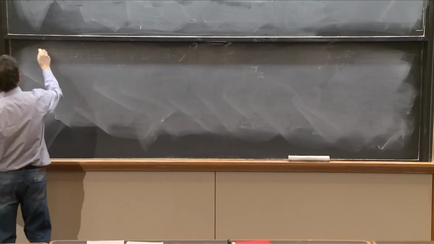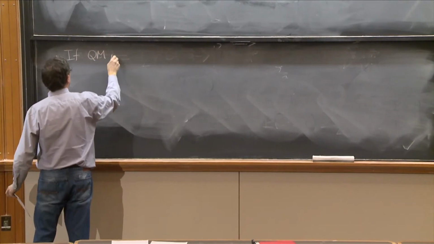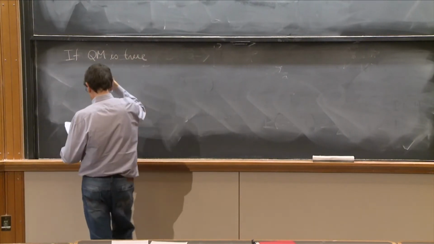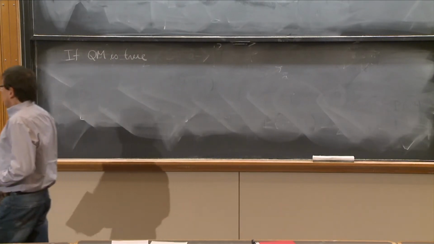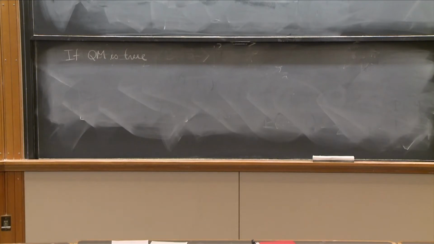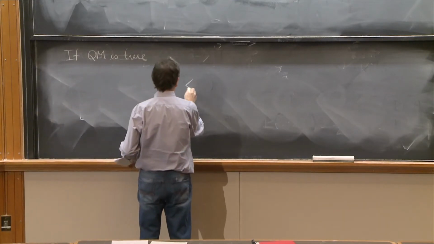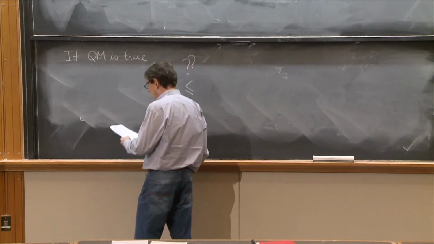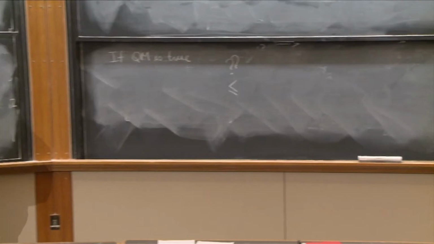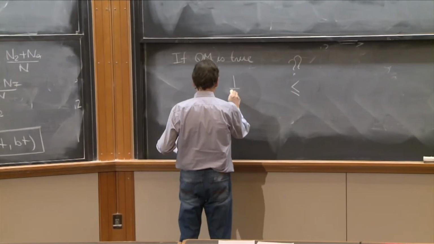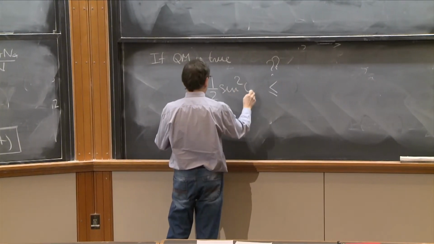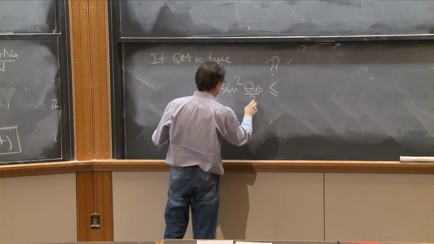If QM is true, well, there should be a problem with this inequality. So let's see what happens. Let's see if this inequality is true. Is it really true? Well, the left-hand side would be, given the formula that we had, 1/2 of the sine squared of theta AB over 2.